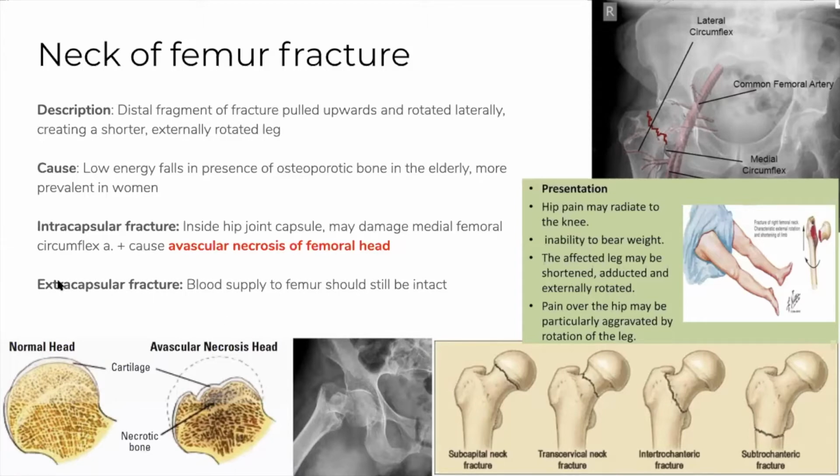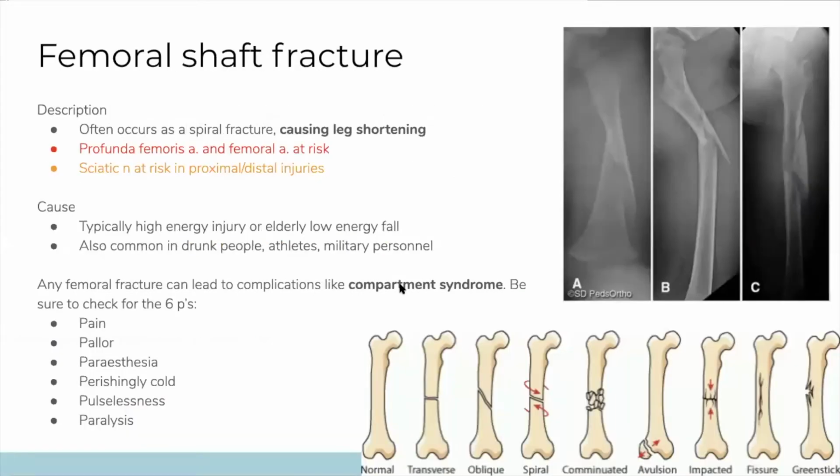But an extracapsular fracture is usually more okay. Basically, blood supply to the femur is still intact because the circumflex arteries don't go down here. Okay, so femoral shaft fracture. A femoral shaft fracture often causes leg shortening, similar to a neck fracture, and apparently they often happen as spiral fractures. So there we go.